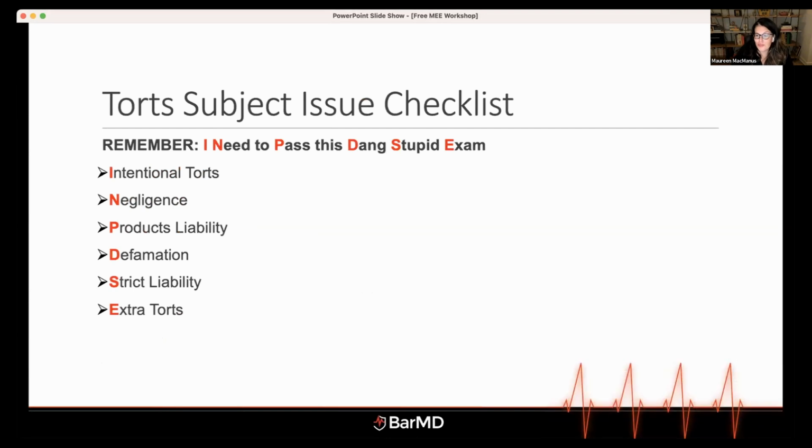So I need to pass this dang stupid exam, right? This is my checklist for torts and my mnemonic. I don't have mnemonics for everything, but for a lot I do. So intentional torts, negligence, products liability, defamation, strict liability, and extra torts.